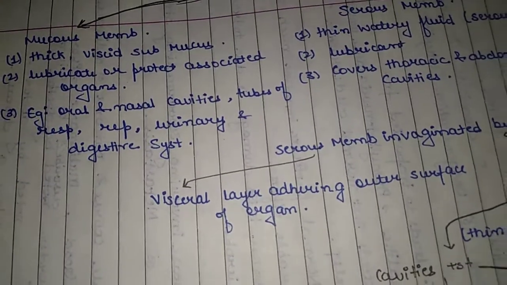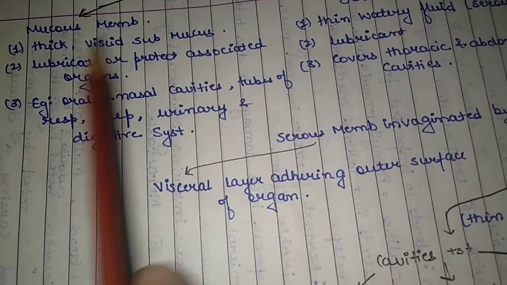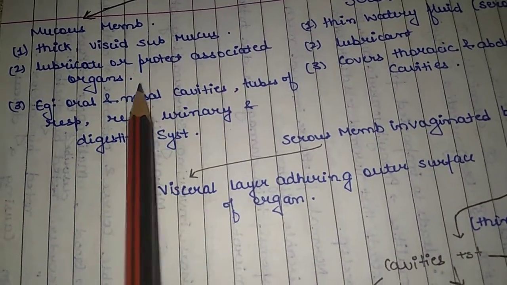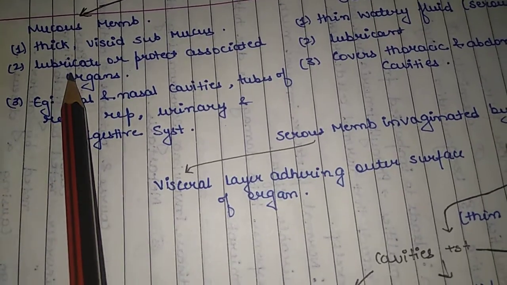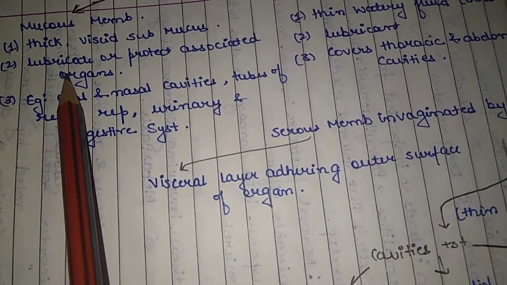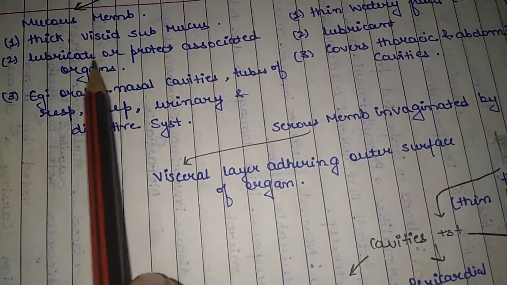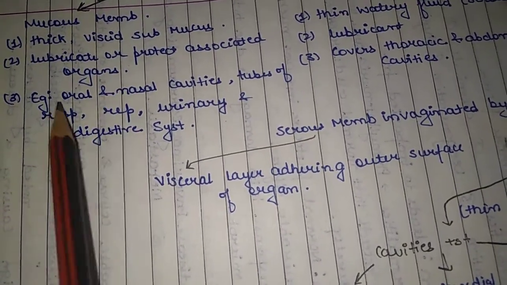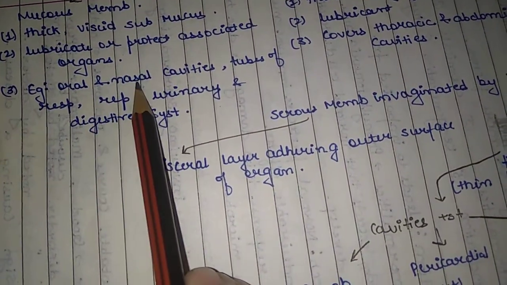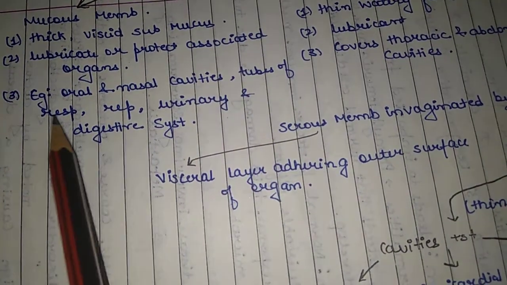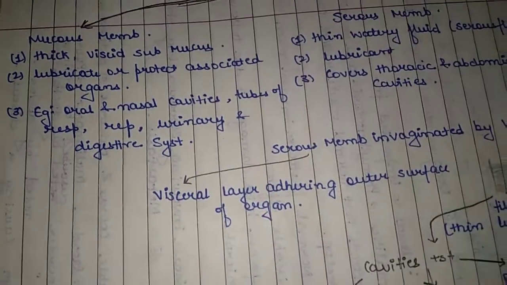Now, it is a thick, viscous substance that basically secretes mucus, lubricating or protecting the associated organ. Now, what does lubricating do? It reduces the friction between the body and the organs and prevents it from collapsing and other things. Now, what does the mucous membrane include? Examples: oral and nasal cavities, tubes of the respiratory, reproductive, urinary and digestive systems.